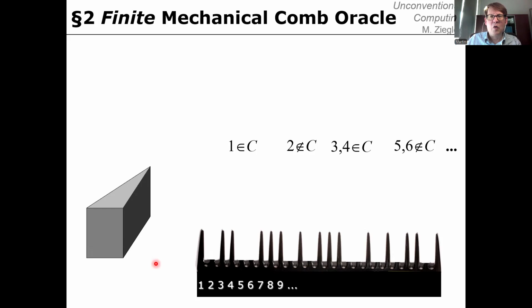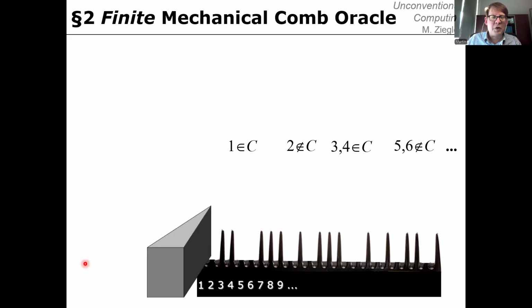Here you see such a probe, right? A wedge, which can be moved to check. Pin number 2 is absent. The wedge moves into that position. So in this way, a mechanical computer can find out whether the pin is present or not by sensing whether there's an obstacle when moving the probe, the wedge, into that position. That's a finite mechanical comb oracle. And now we're going to make the transition from finite to infinite.